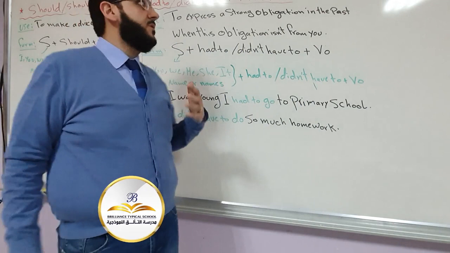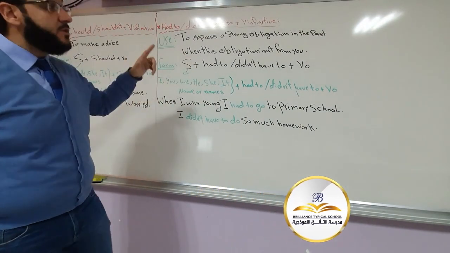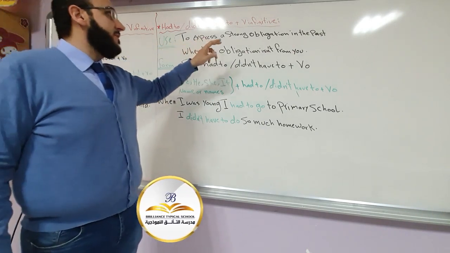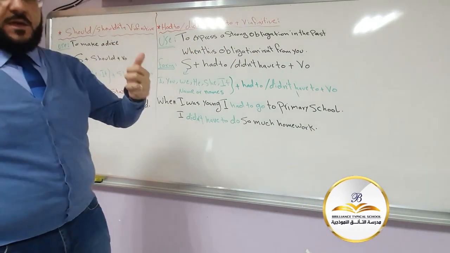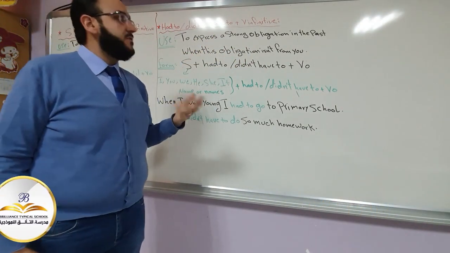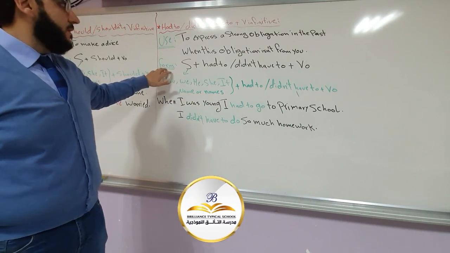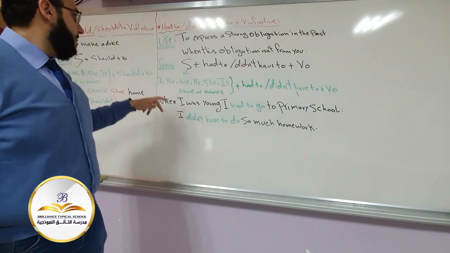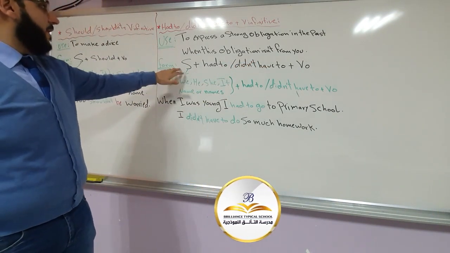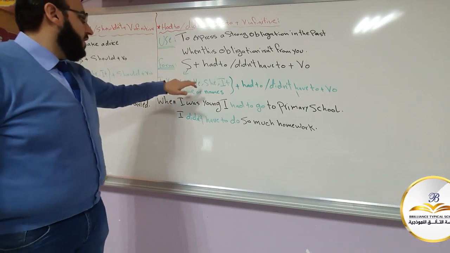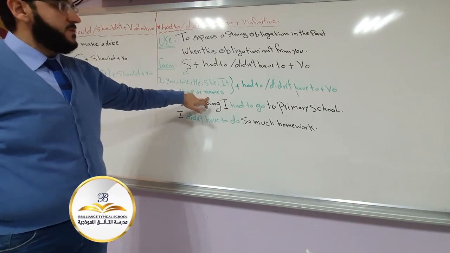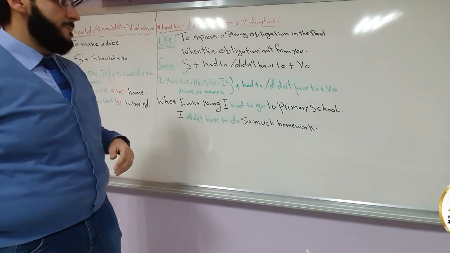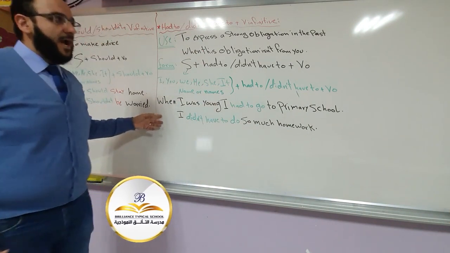And also we're going to talk about had to, didn't have to. Look at had to, we use it to express a strong obligation in the past. Look at the form, subject plus had to, didn't have to, verb zero. I will explain more about subject. I mean by it I, you, we, he, she, it, name or names, plus had to, didn't have to, plus verb zero.